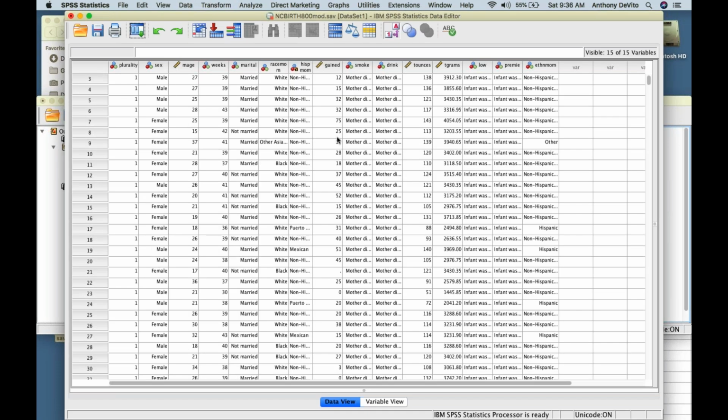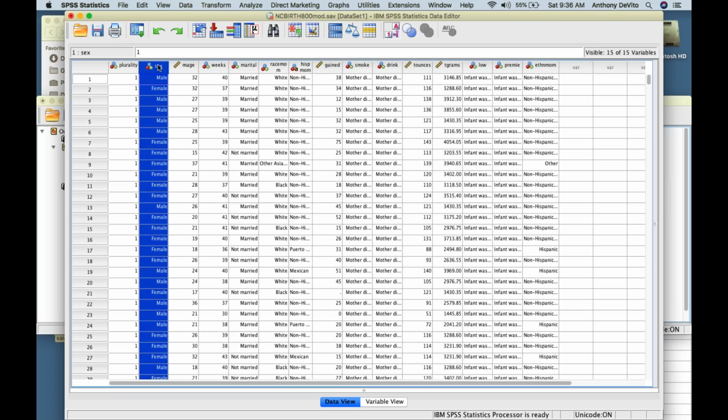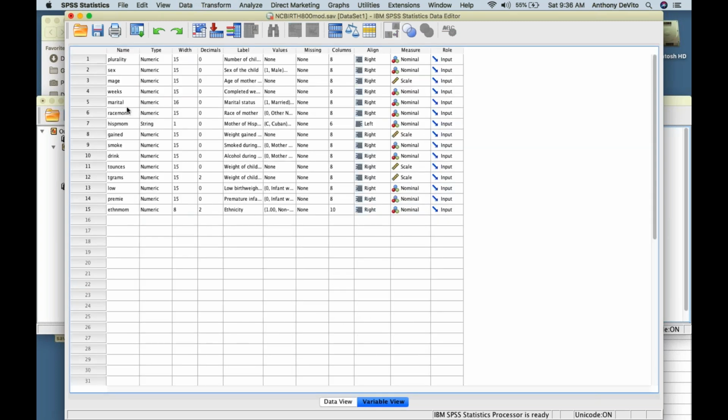All right, so let's start with, for instance, if we have two categorical variables. Let's start with gender and marital status. I think marital status is only two values. Let me just check it in here. Marital status is indeed only two. Both of these are two values.